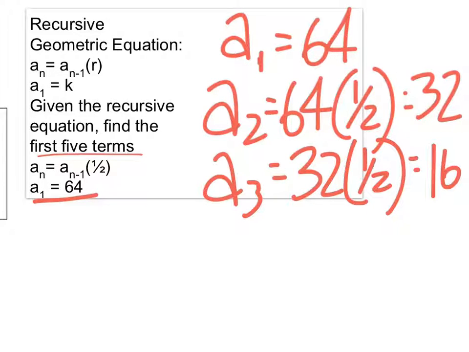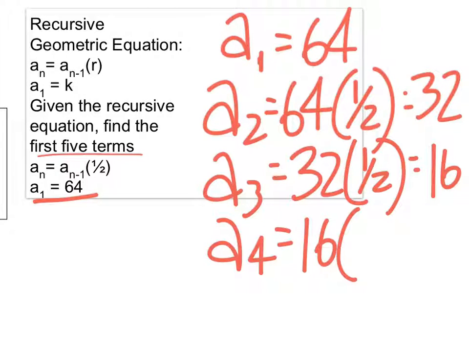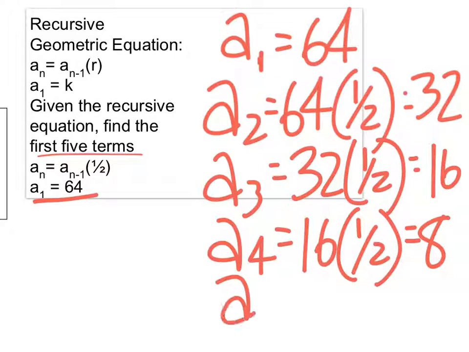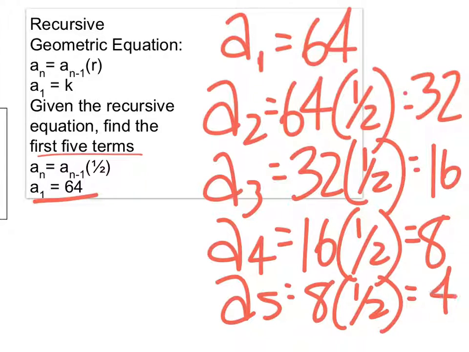So we're multiplying by 1/2, which is the same thing as dividing by 2. What's the fourth term? The fourth term is the third term, which is 16, multiplied by 1/2. That's going to give us 8. And finally, what is a sub 5? That's going to be 8 times the ratio, and that's going to give us 4. So this is a little bit formulaic, but we were able to successfully find the first 5 terms.